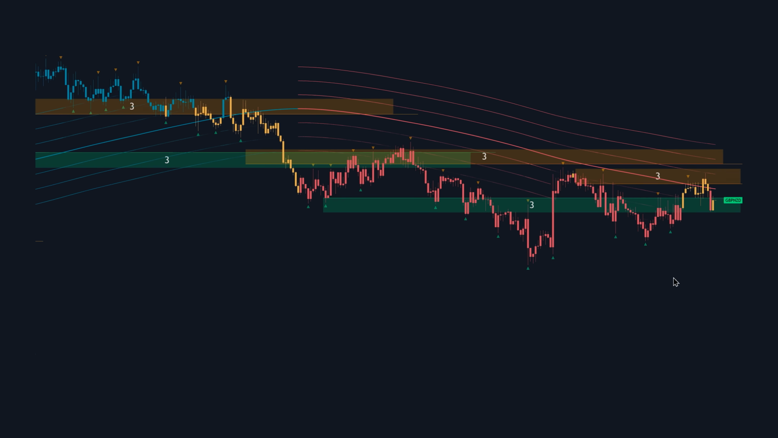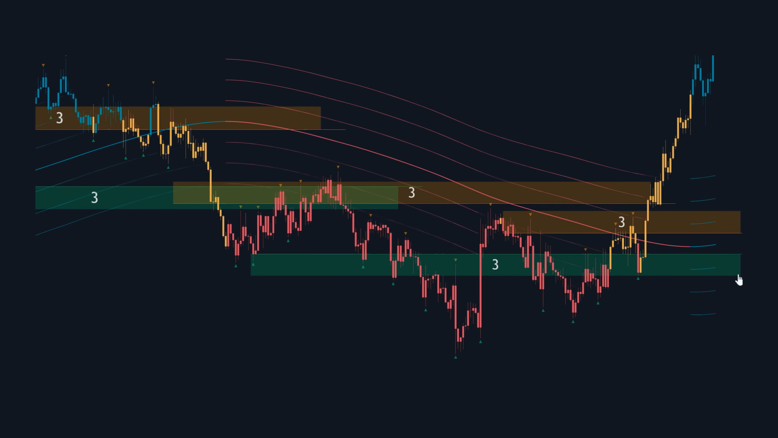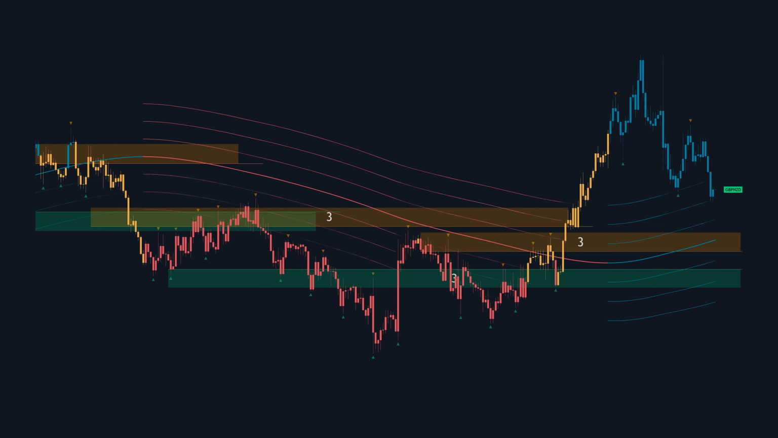If you want the line right on the knife's edge, switch type to extreme. If you'd rather anchor to the heart of the cluster, keep average.